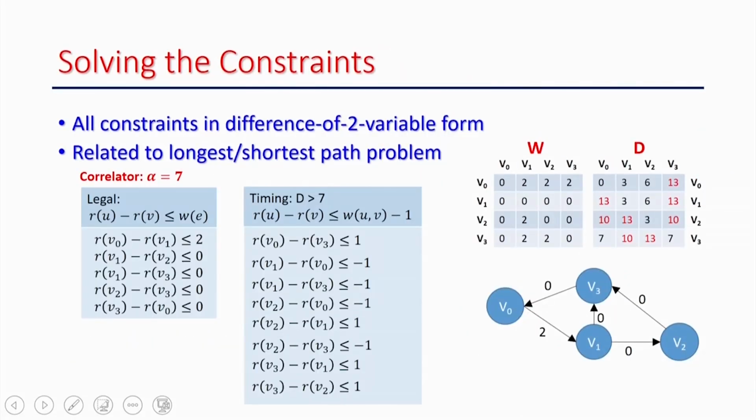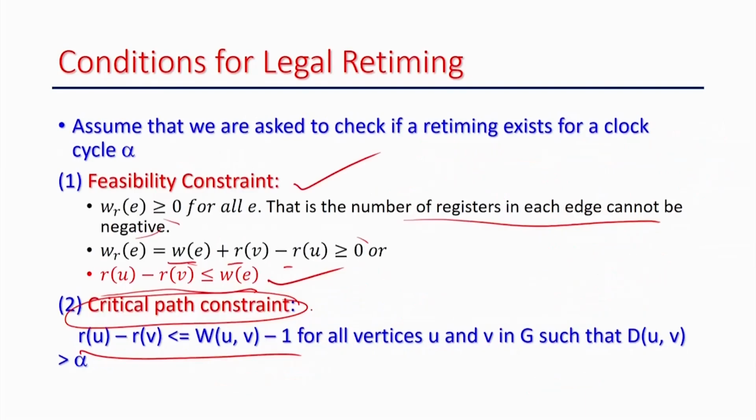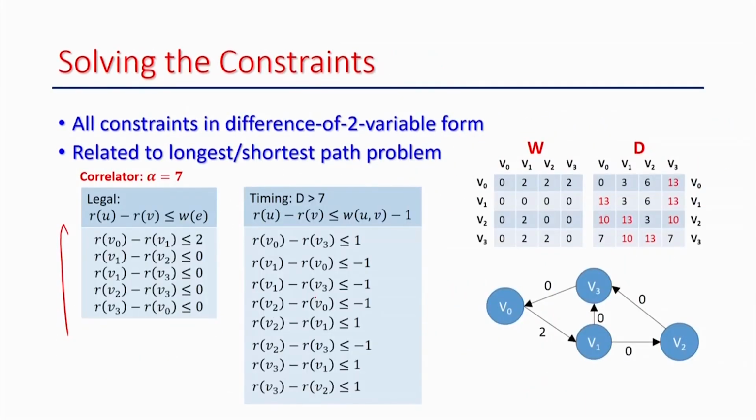Here, if we take the same example again, for each edge I have this feasibility constraint. From V0 to V1 the form is like this: RU minus RV less than or equal to W. So I will have R(V0) minus R(V1) less than or equal to 2. I have 1, 2, 3, 4, 5 edges, so I have 5 constraints like this.